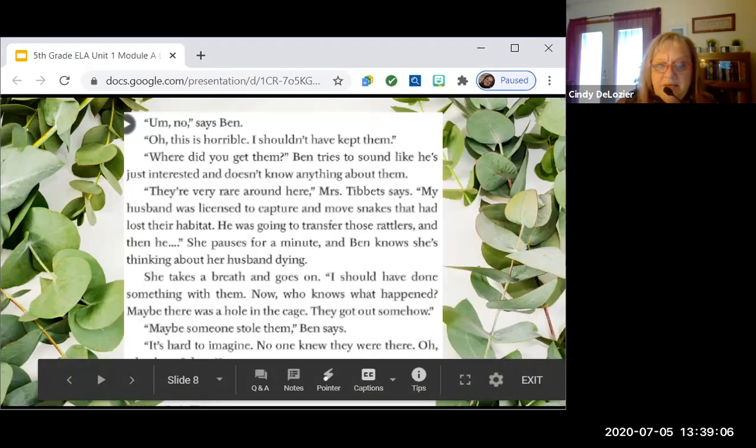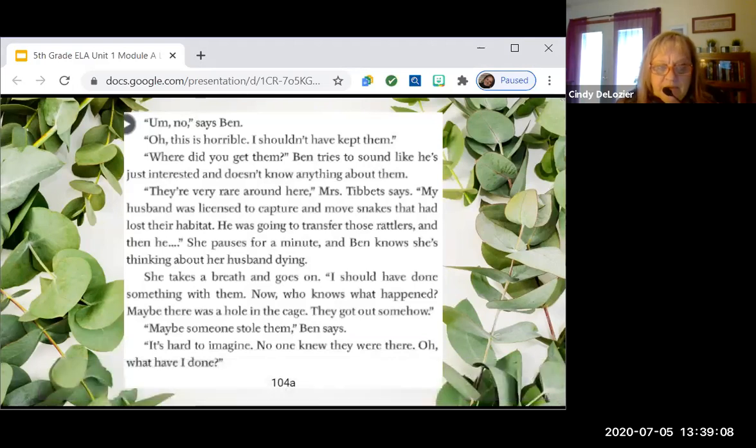"No," says Ben. "Oh, this is horrible. I shouldn't have kept them." "Where did you get them?" Ben tries to sound like he's just interested and doesn't know anything about them. "They're very rare around here," Mrs. Tibbets says. "My husband was licensed to capture and move snakes that had lost their habitat. He was going to transfer those rattlers, and then..." She pauses for a minute, and Ben knows she's thinking about her husband dying. She takes a breath and goes on.